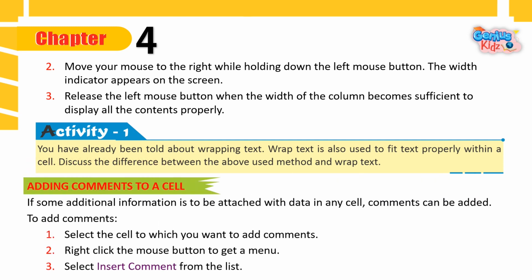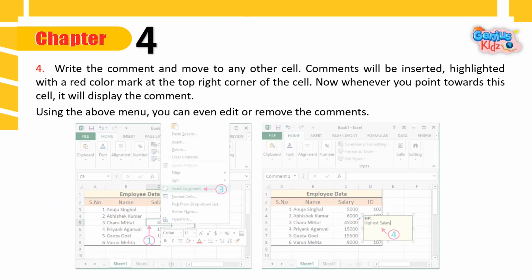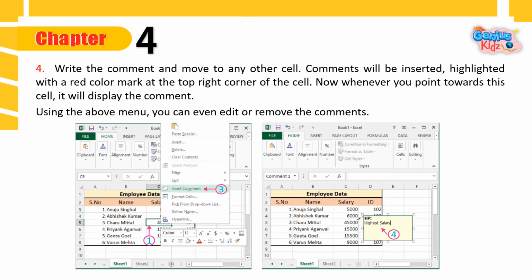Adding comments to a cell. If some additional information is to be attached with data in any cell, comments can be added. To add comments: 1. Select the cell to which you want to add comments. 2. Right-click the mouse button to get a menu. 3. Select Insert Comment from the list. 4. Write the comment and move to any other cell.